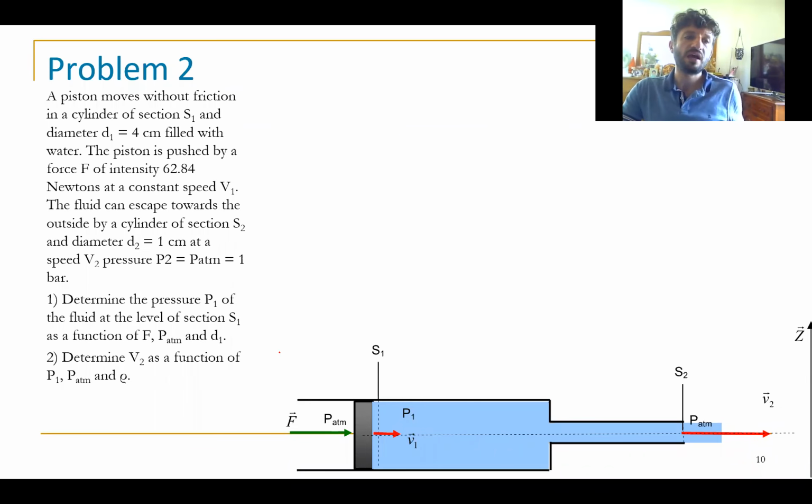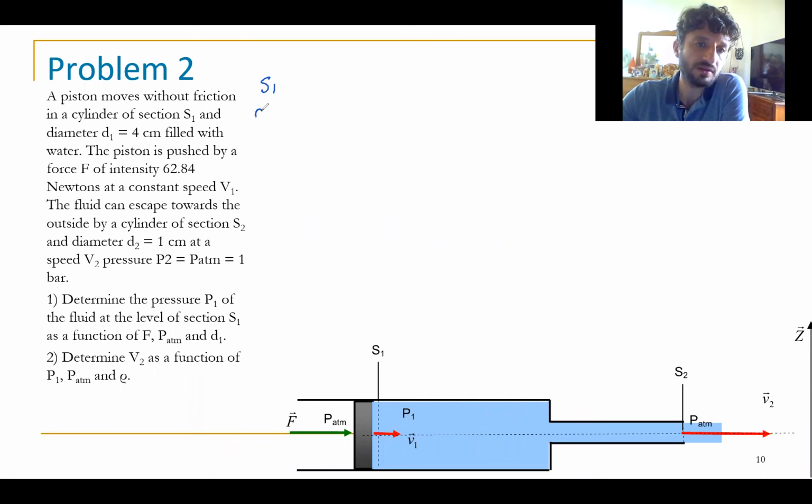Problem one: a piston moves without friction in a cylinder of section S1 and diameter D1 filled with water. As you know, we have the cylindrical object with a piston inside. We can push the piston without any friction between the body of the piston and the internal wall of the cylinder.